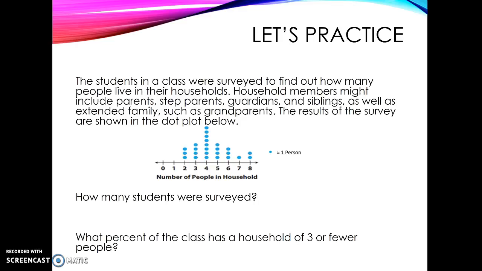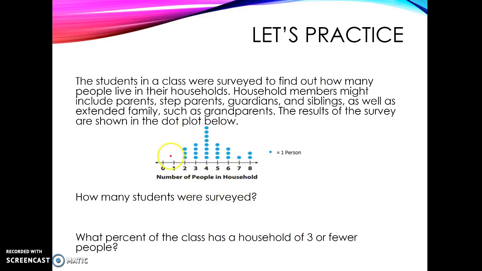So let's take a look at this first problem. It says the students in a class were surveyed to find out how many people live in their household. Household members might include parents, step-parents, guardians, siblings, as well as extended families such as grandparents. The results of the survey are shown in the dot plot below. And notice this one specifies that each dot represents one person. So how many students were surveyed?